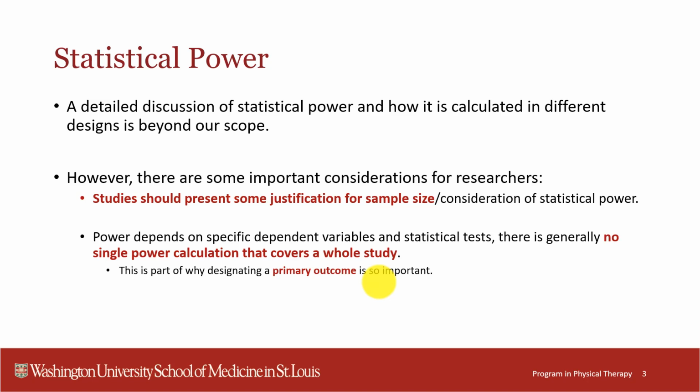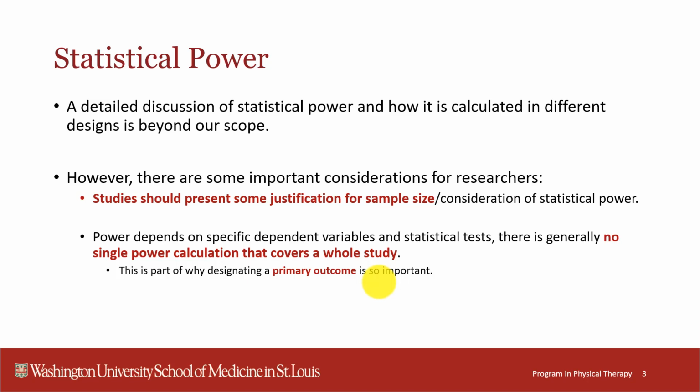Furthermore, power depends on very specific dependent variables and statistical tests. So there is no single power calculation that covers the entire study, right? People might say, ooh, that was a well-powered trial, but that's not actually correct. Statistical power really only applies to a very specific type of test. Is it a between subjects t-test or a within subjects t-test? And it depends on the outcome, because it's going to be based on how strong the effect is relative to the variation. And those two things depend on what you're measuring.